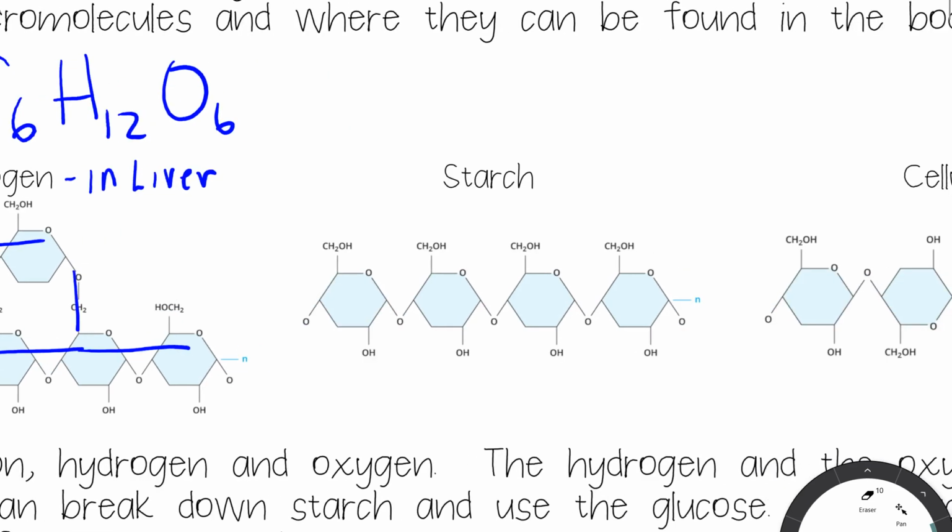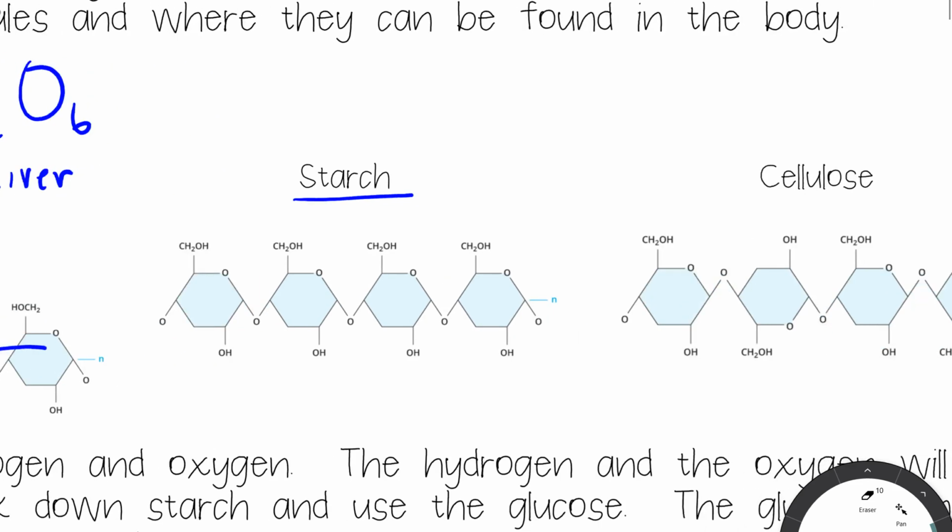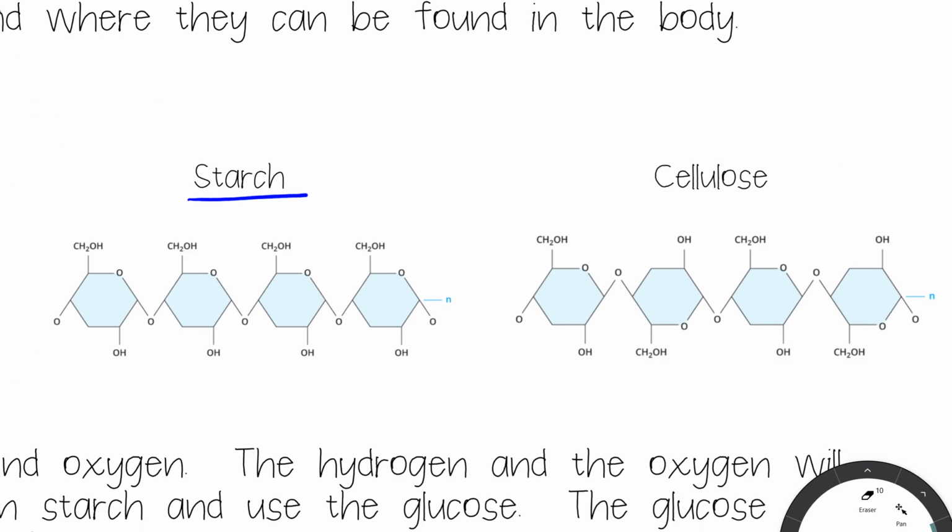If we were a plant, we would store our glucose in the form of starch. Now, if you see starch and cellulose, they look very similar. Cellulose is going to be found in the cell walls of plants, and starch will be found in things like potatoes and in the roots. We can break down starch in our digestive system, so we like it. Pasta, potatoes, things like that.